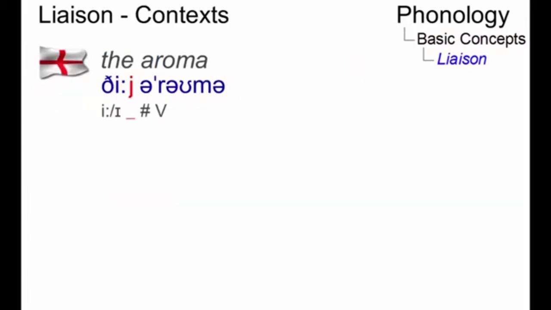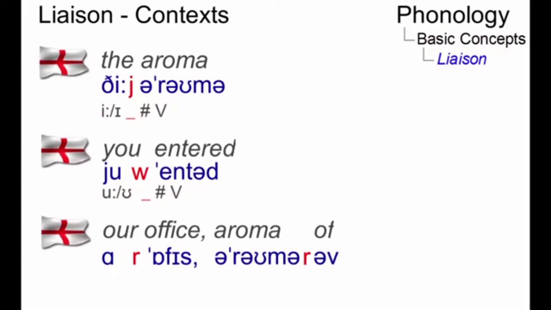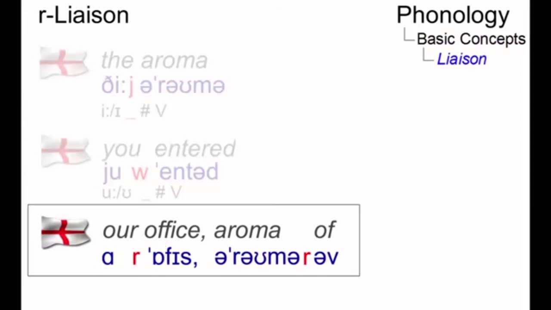Y, where a final high front vowel precedes another vowel. W, where a high back vowel precedes another vowel. And the insertion of R. In each case, the additional phoneme bridges the gap between two vowels. In present-day English, liaison on a phonemic level is mostly associated with the use of R in this context. There are two variants of this R liaison in present-day English.